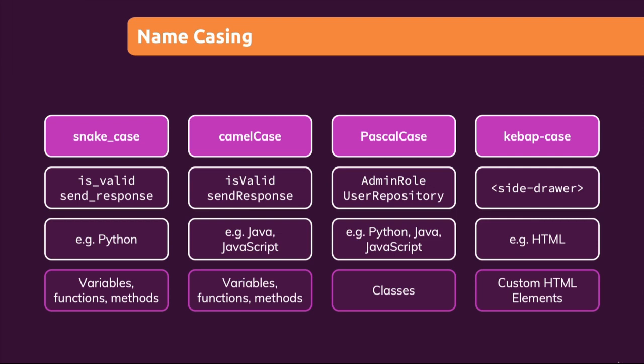Now, these are the four main ways of writing things, and mostly it comes down to conventions, when to use which notation. I outlined the most important conventions here. For example, for Python, we use snake case for variables, functions, and methods. And style guides for your favorite programming language typically tell you which notation to use for what.